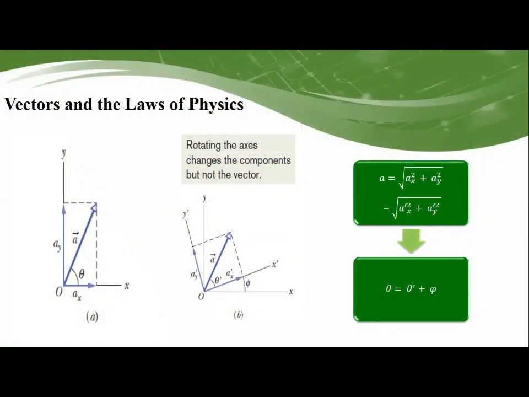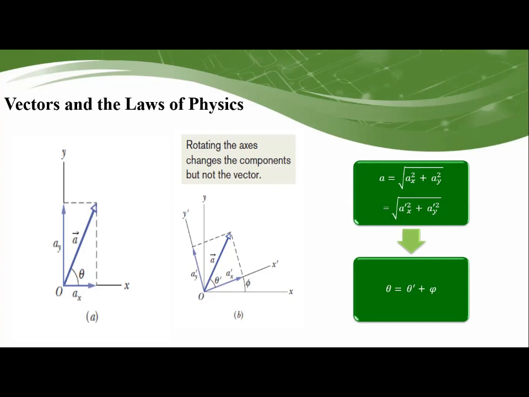Vectors and the laws of physics. So far, in every figure that includes a coordinate system, the x and y axes are parallel to the edges of the book page. Thus, when a vector A is included, its components Ax and Ay are also parallel to the edges. As you can see in figure A, the only reason for that orientation of the axes is that it looks proper. There is no deeper reason.